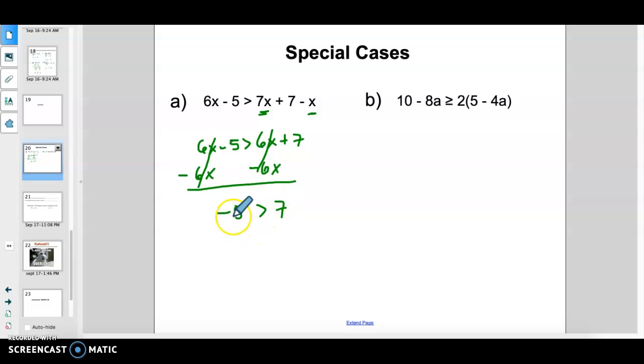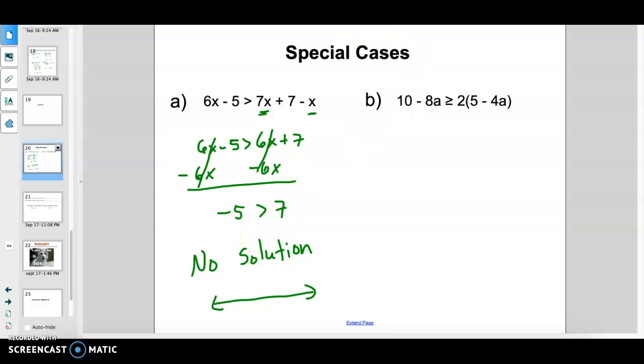So if you think about it, is negative 5 greater than 7? Hopefully you can see that that is not true. So because all of the x's are gone and that is not true, this is a no solution case. So what that means is on a number line, you would have no arrow and nowhere to shade. So it would be a blank number line because there is no solution if all the x's leave and you are left with a false statement.